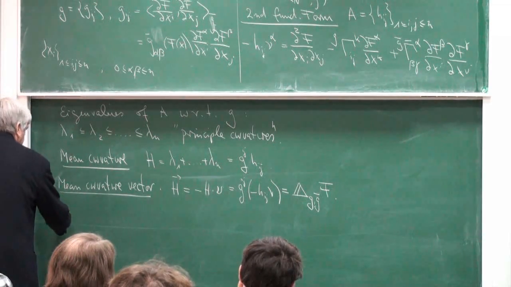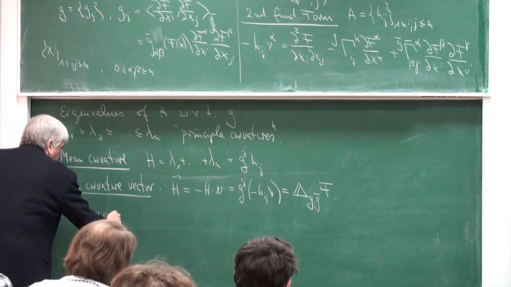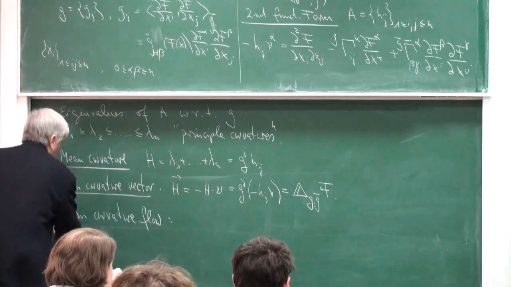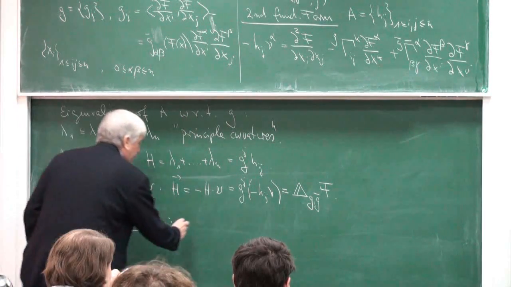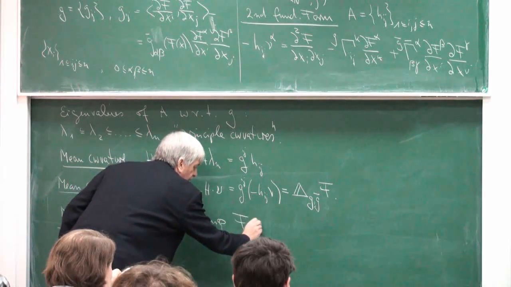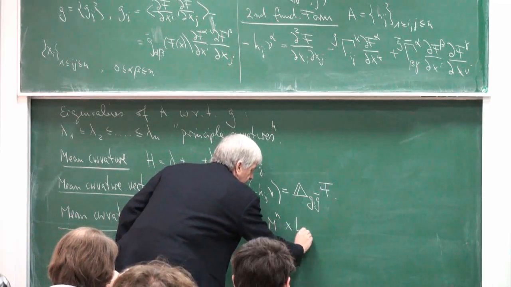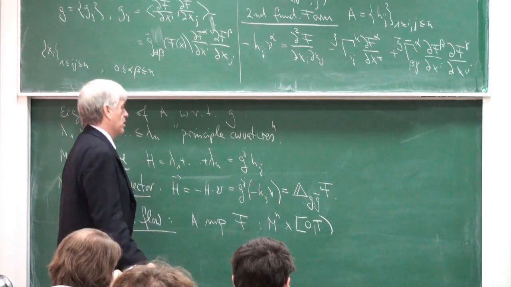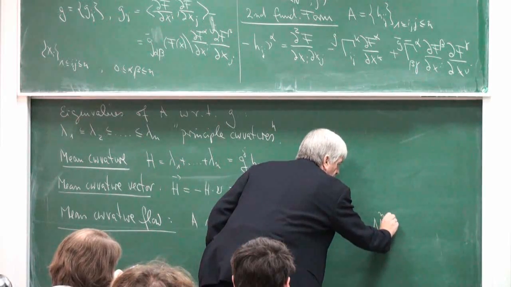So we say, what is mean curvature flow? We say that a map F of Mn cross some time interval, 0 up to capital T, into this Riemannian manifold.